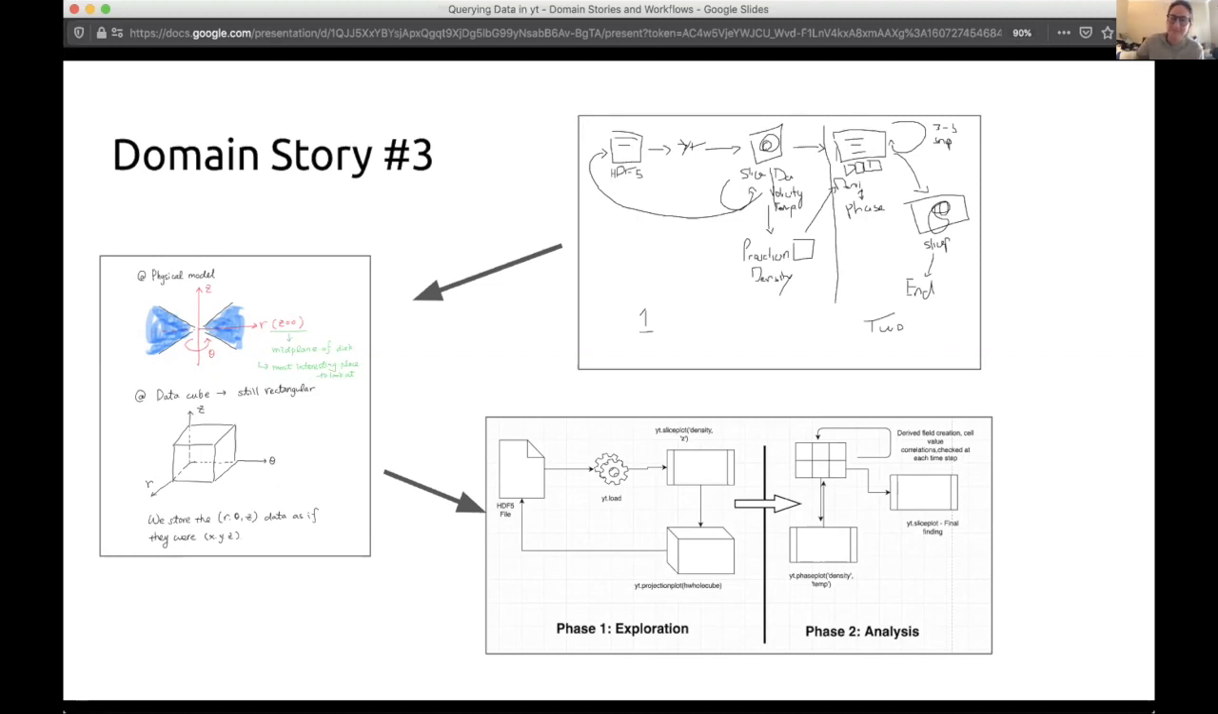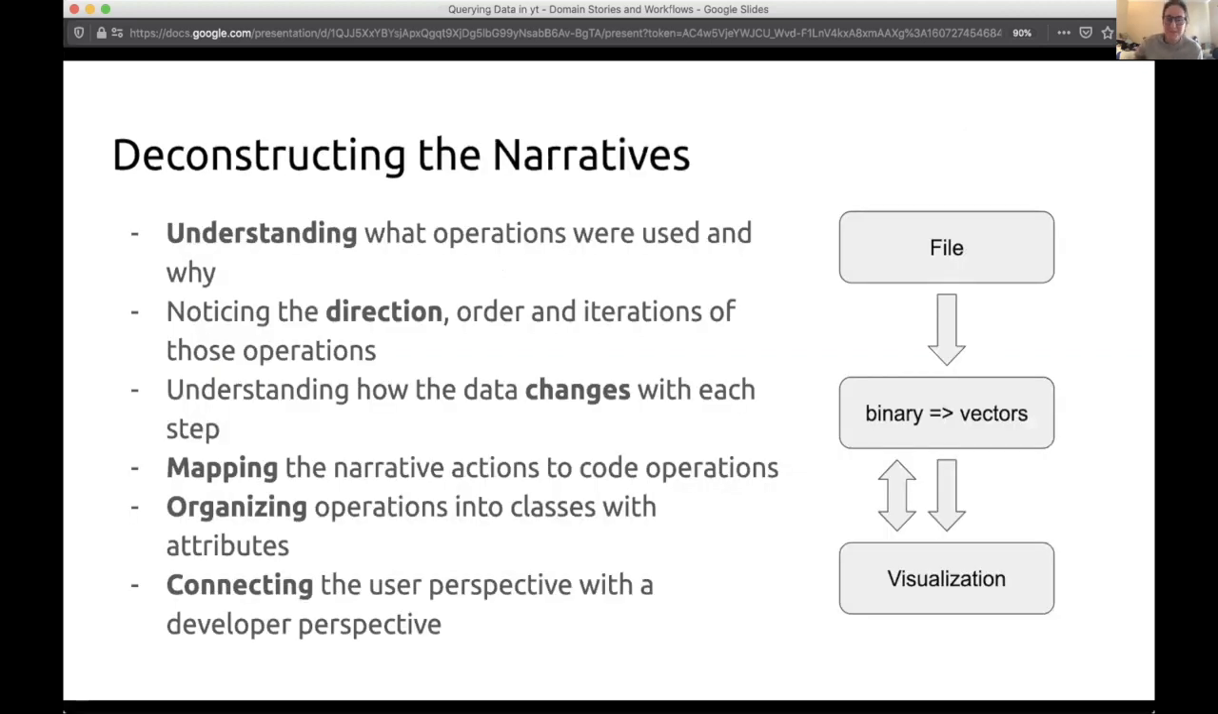And this was a particularly interesting case because they talked about how they did the analysis in NumPy and some lower level libraries and how they combined YT and NumPy to do those things. So now we've got these cool stories. What do we do with these cool stories? We want to understand what operations they used and why, and what they were hoping to get out of those operations. And how does the data change as they go from one thing to the next?